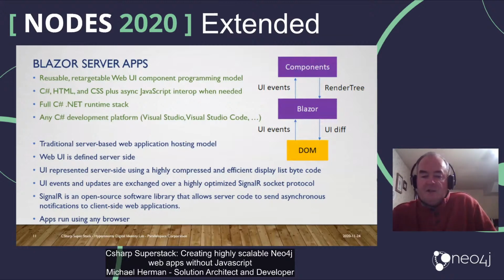There is a single SignalR socket connection that's maintained between your application running in the browser and your application running back on the server. It's a highly efficient, optimized bytecode that is sent back and forth just to exchange the minimum updates that are required to update your user interface. And because this doesn't have any dependencies, for example, on the WebAssembly virtual machine, Blazor Server apps can run in any browser. They're plain old HTML.